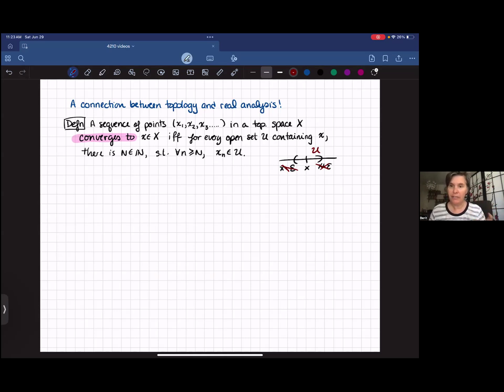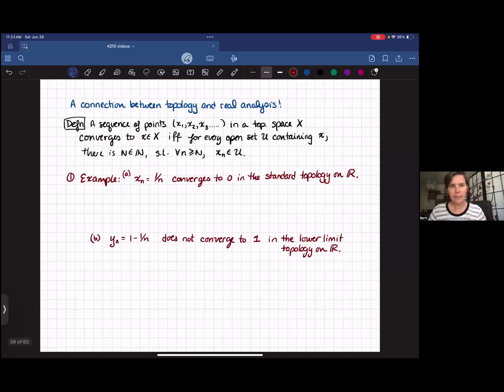Let's do a couple of examples, one with the standard topology and one with the lower limit topology. All right, so let's show that x sub n equals 1 over n converges to 0 in the standard topology on the reals. Okay? So that means I'm going to be looking at my capital X is all reals. My little x is what the sequence is converging to, which is 0.